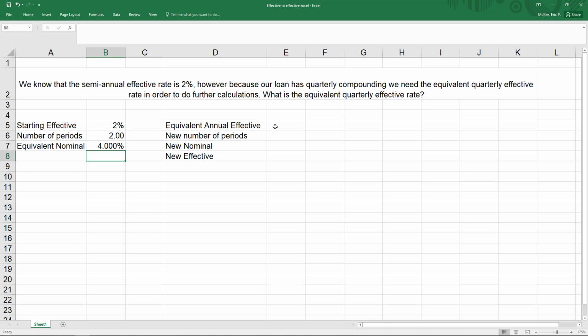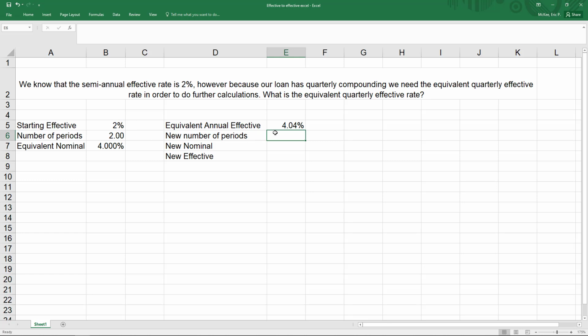Now, I need to get the equivalent annual effective rate to this 4% APR. To do that, I would use the effect function. I put in the nominal rate, which I found in B7, and the number of periods. This is still a semi-annual APR, so I put in the number of periods over from B6. And 4.04% is my effective annual rate. It's equivalent to the 4% APR and the 2% semi-annual effective rate.